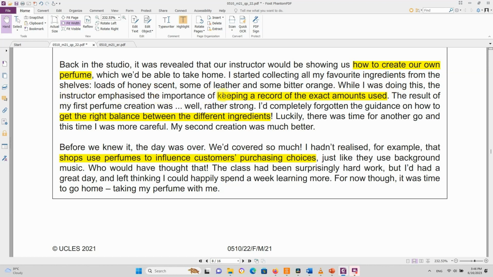So here we have to mention the instructor emphasized, because if I did not mention the words the instructor emphasized, the point will not be complete.